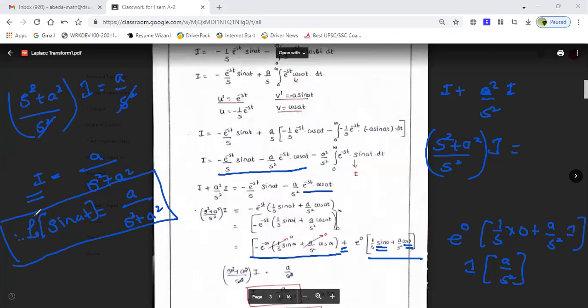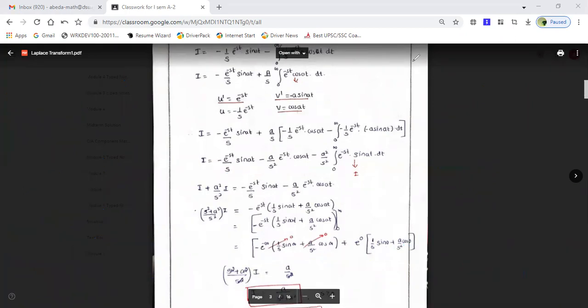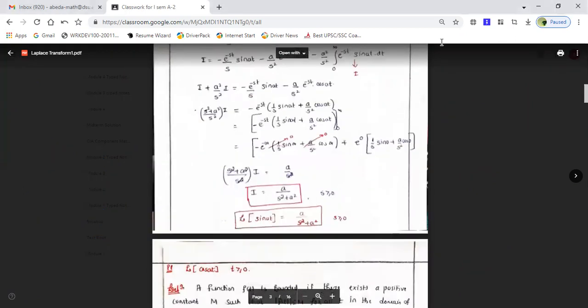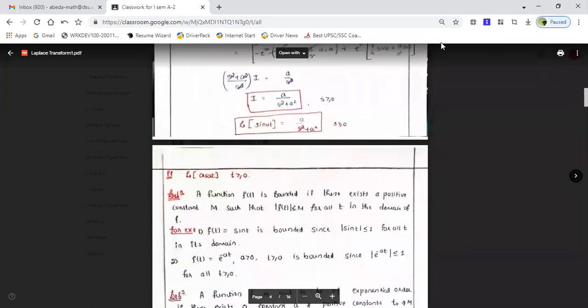I've given a simple trick. Use that trick and try to practice it repeatedly. This is one example. Similarly, you have to try for cos at. The answer you will get is s upon s square plus a square. Use the same trick in the same way to find the answer for cos at. That is your practice problem. Will you solve cos at, guys? Yes, ma'am. All of you try to solve that cos at today. I have given it as a practice problem.